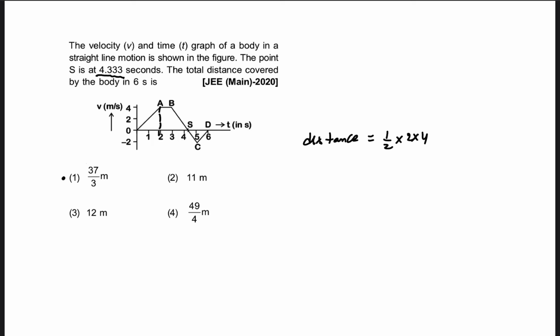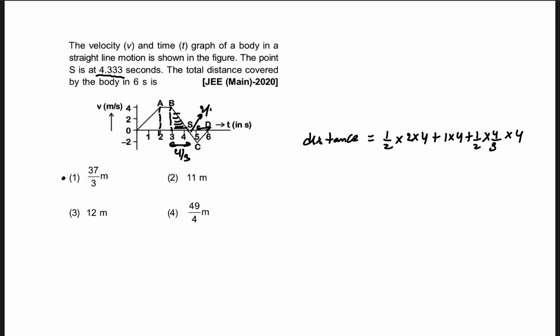First case, we can write a triangle: half into base 2, height 4, plus. Second case, we can see a rectangle, so we can write 1 into 4. Third case, we can write it as a triangle. So how much is the triangle here? From 4 to 4.33, we can write it as 4 by 3, which is 1.33. So I can write plus half into base, base is equal to 4 by 3, height is equal to 4.